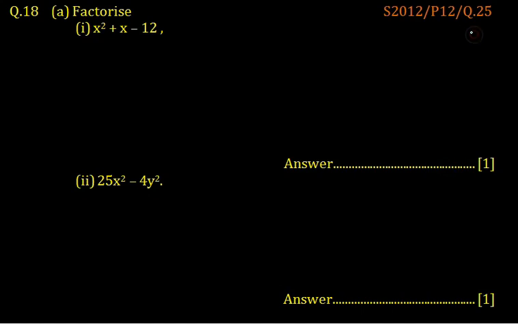Question number 25, paper 1, written to June 2012. Factorize x square plus x minus 12. So first rewrite the expression. It is x square plus x minus 12.